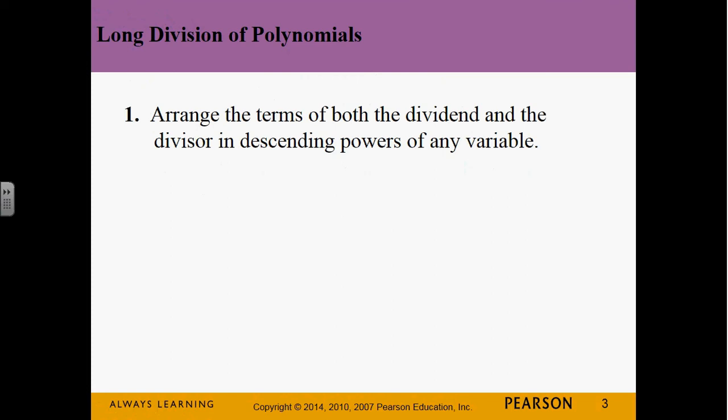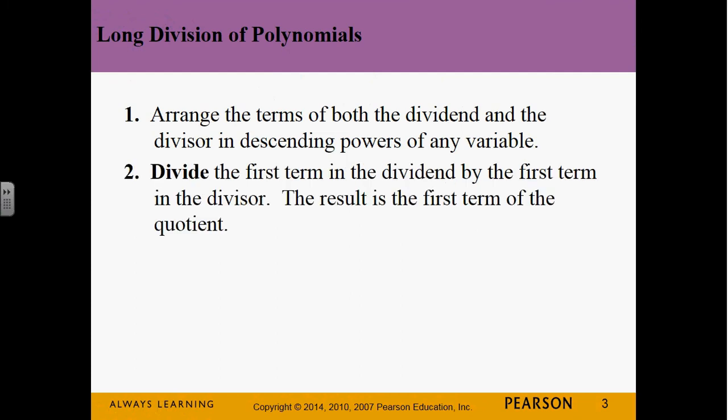I'm going to do one side by side so that we see how the processes line up. The first thing we're going to do is arrange the terms, both of the dividend and the divisor, in descending order so that we always start with the highest power and go down. So step one is to always have them in that order. We're going to divide the first term in the dividend by the first term of the divisor. Do we recognize the difference between the words dividend and divisor?